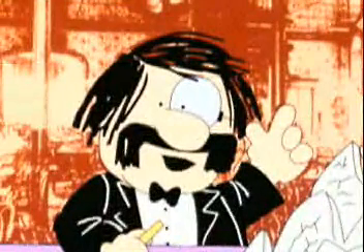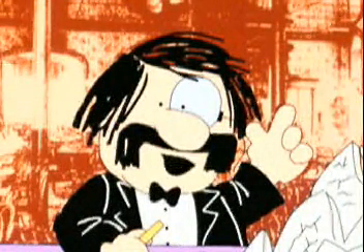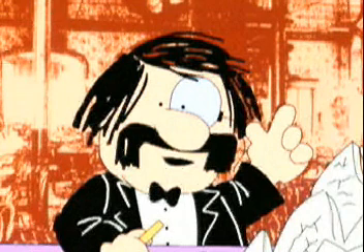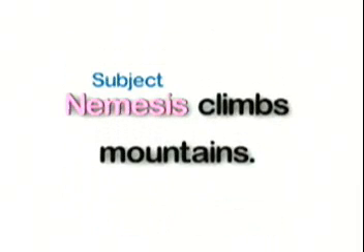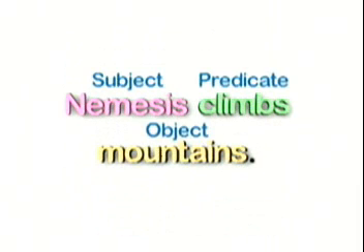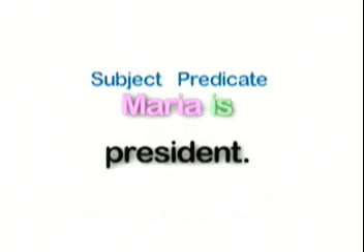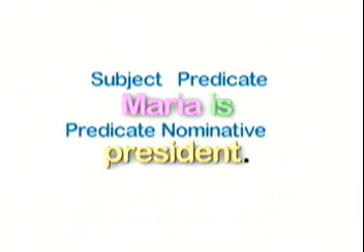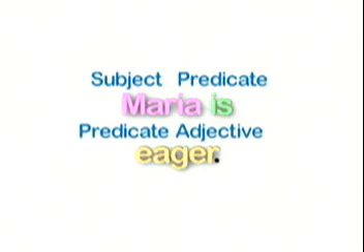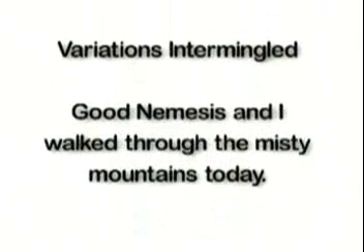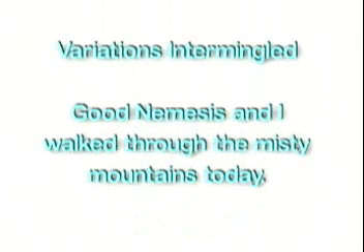And so, the core of all simple sentences in the English language are structured in one of four ways: subject predicate, subject predicate object, subject predicate predicate nominative, subject predicate predicate adjective. There are, however, variations on this theme.